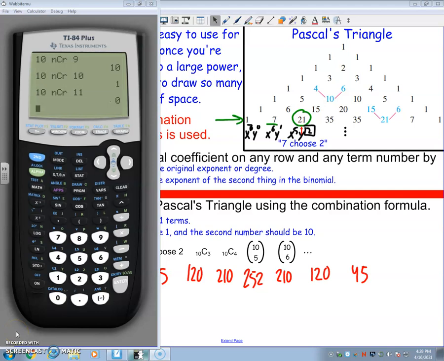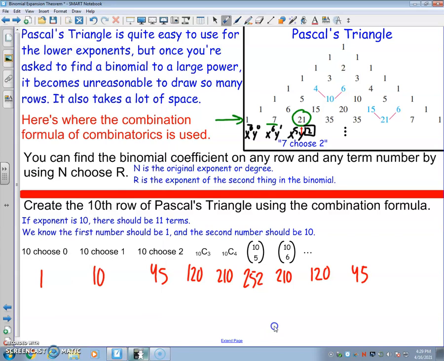And if you go over to 10 choose 11, that's impossible, it's 0. And you should know this is right because remember, it's symmetric. It goes in order 1, 10, 45, 120, 210, then 252, then starts going backwards: 210, 120, 45, 10, 1.